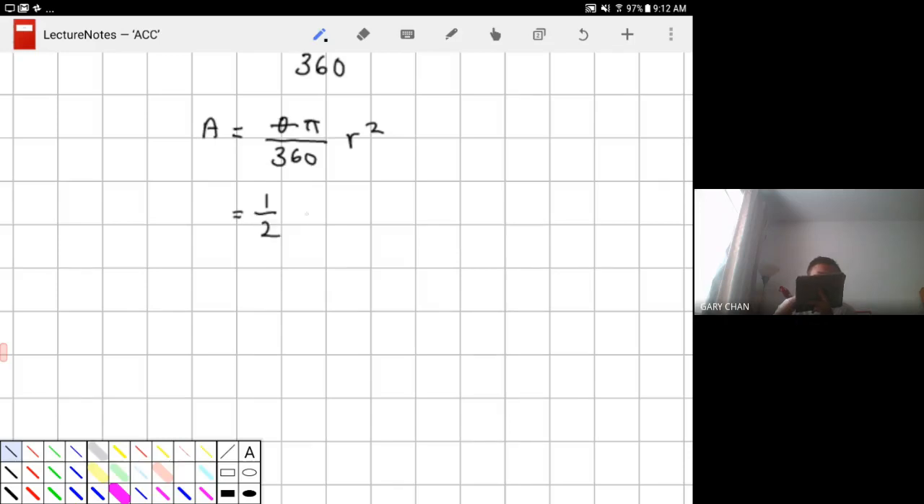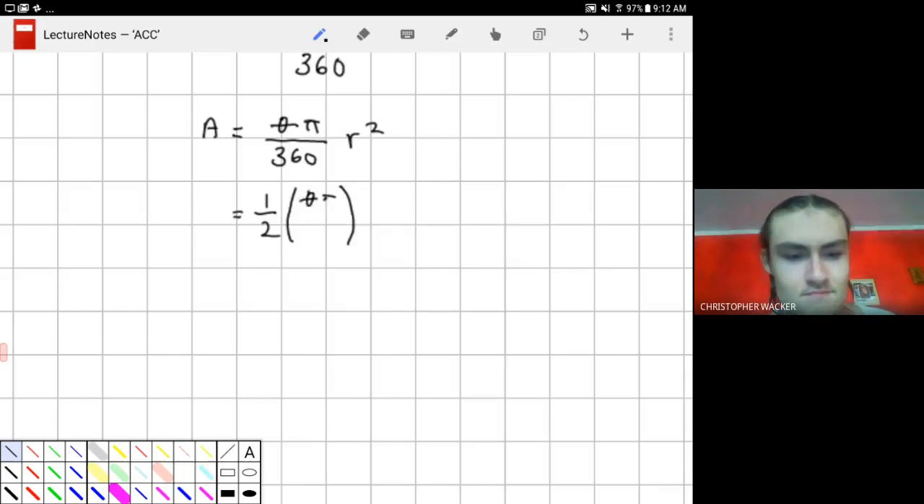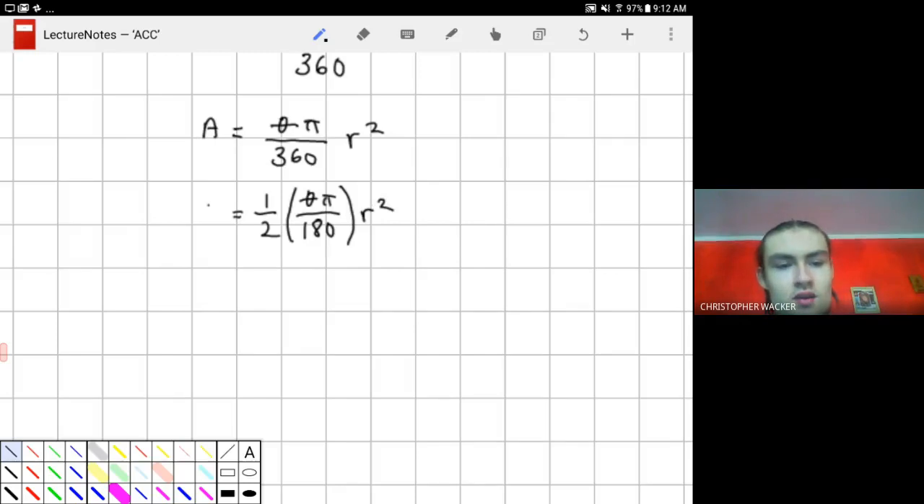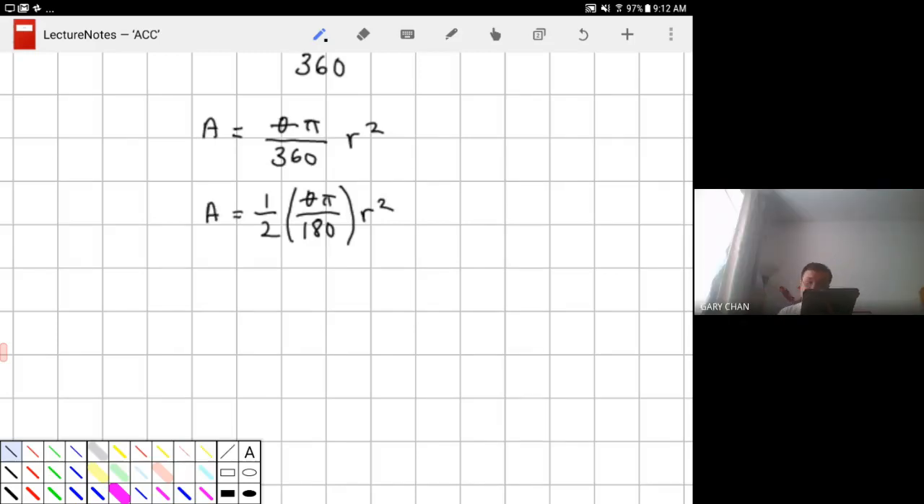Is this transition true? Did I make any crazy move here? No, right? Can everyone see the last thing I wrote and the second to last thing I wrote, that they were the same things? Yes, they're the same things.